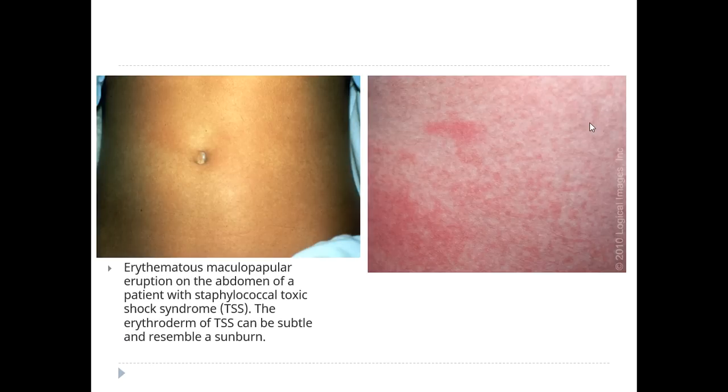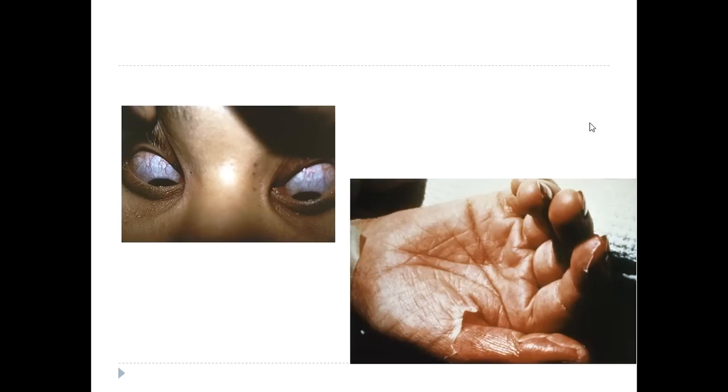So I'll be quick because I don't have much time. This is the maculopapular eruption. It looks very normal to you, but this is an early sign of toxic shock syndrome and resembles a sunburn. This is very common. Another patient with a macular rash. This is another important early warning sign of toxic shock syndrome.